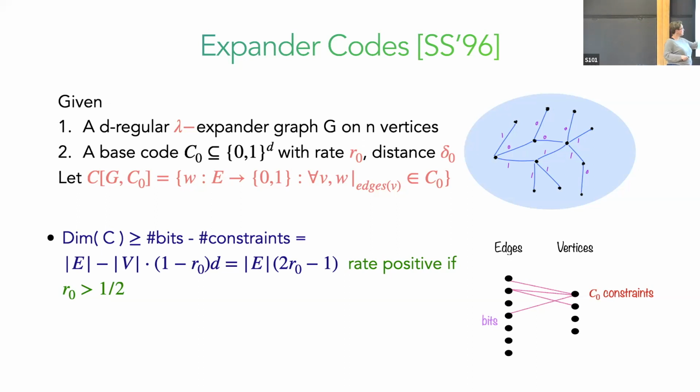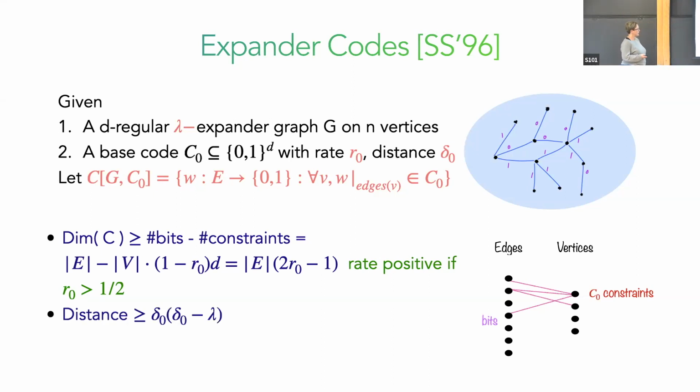So it's E minus, for every vertex v, the bunch of constraints coming from the base code. You do the calculation, and you get that it's exactly E times (2R0 minus 1). If R0 is bigger than half, you get a positive rate code. So that's the first condition we have on the base code: it has to have high rate, about half.